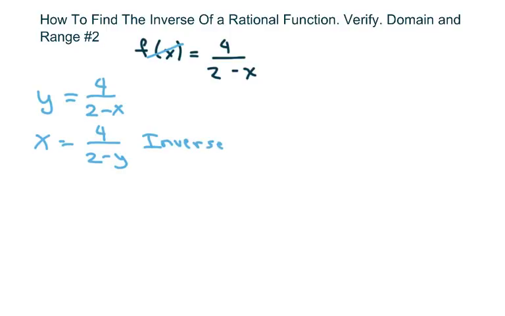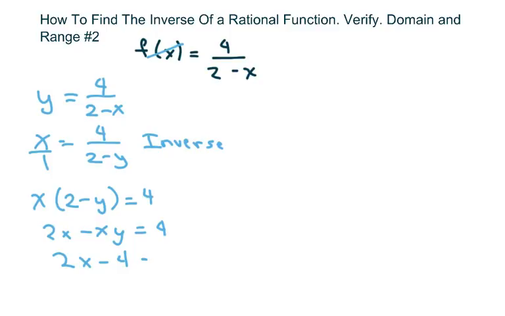Now we're going to cross multiply to solve for y. You get 2x minus xy equals 4. And then what we're going to do is solve for y. So I'm going to move the 4 over. You get 2x minus 4 equals xy. And then divide both sides by x. So you get y equals 2x minus 4 over x.